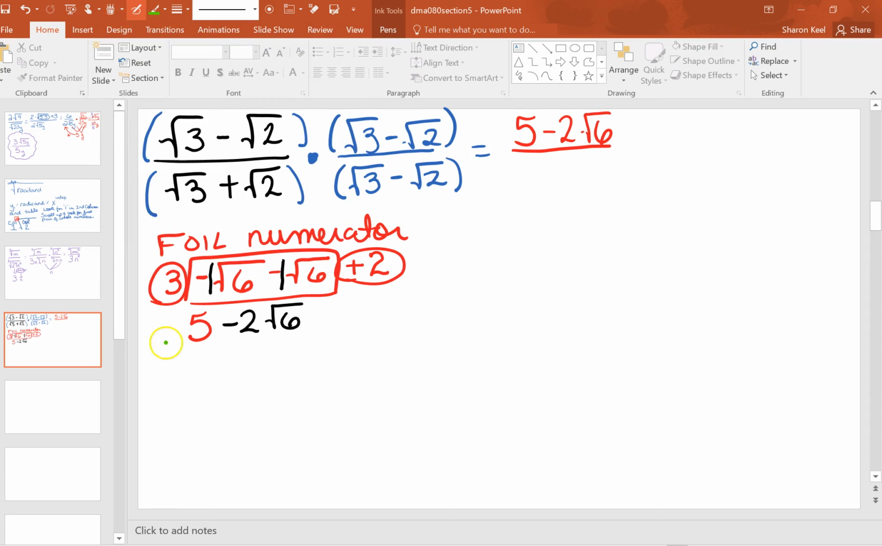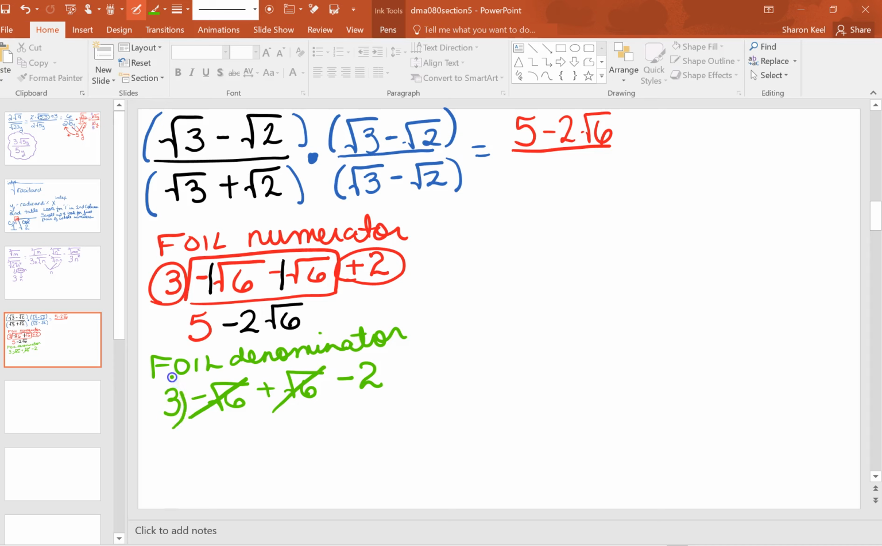Now I'm going to move off to the side and I'm going to FOIL the denominator. As I FOIL the denominator, we're here on the bottom. Square root of 3 times square root of 3 pulls out a 3. Outside is going to give me a minus square root 6. My inside is a plus square root 6. And my last, positive and negative, gives me a negative. And 2 and 2 makes the pair of 2's that comes out. The two middle terms are going to cancel. And when I combine 3 minus 2, that leaves me with 1.